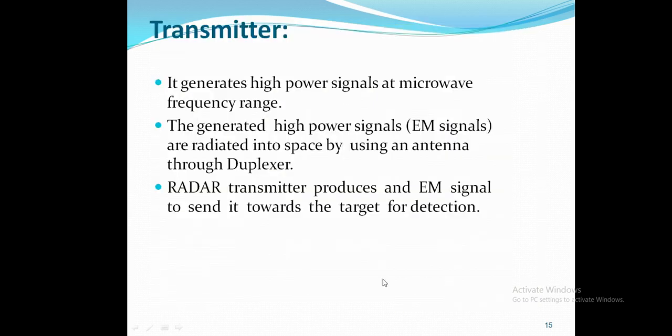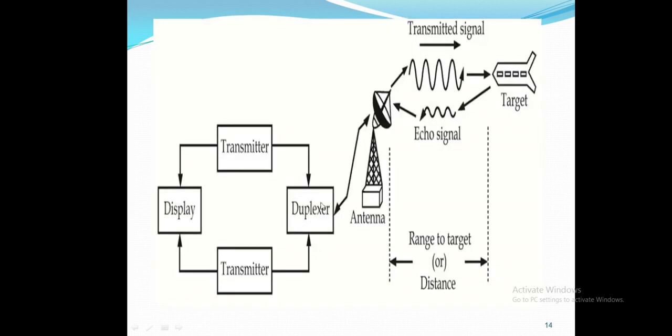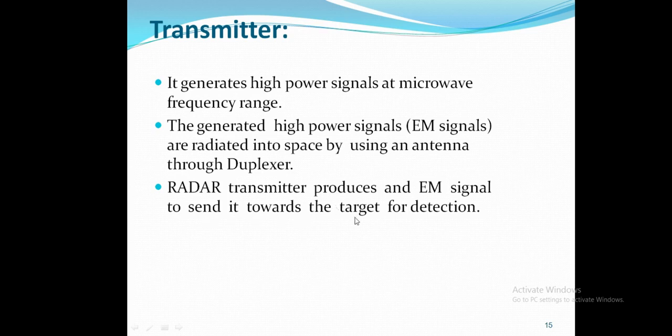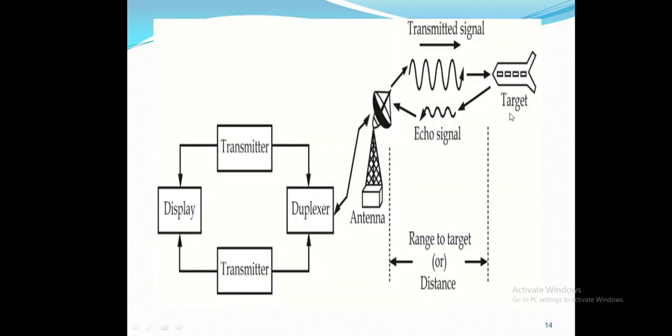The function of the transmitter is to generate high power signals at microwave frequency range. The generated high power signals are radiated into space by the antenna through the duplexer. Only by using the duplexer, the antenna sends the transmitted signals. The radar transmitter produces electromagnetic waves to send towards the target for detection purposes.